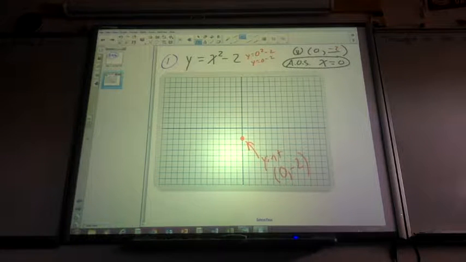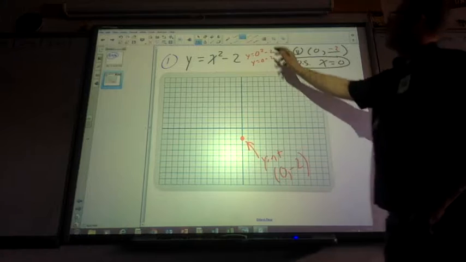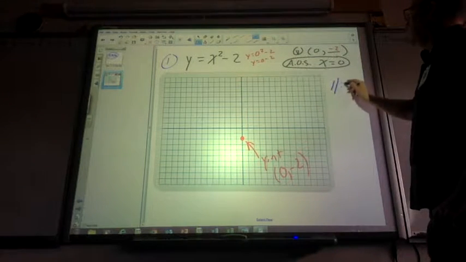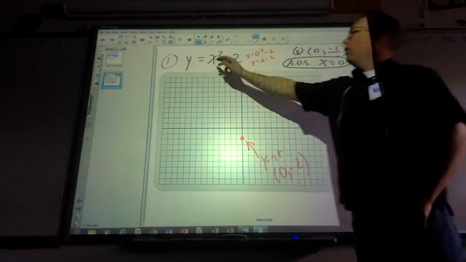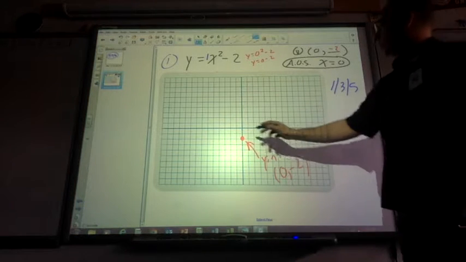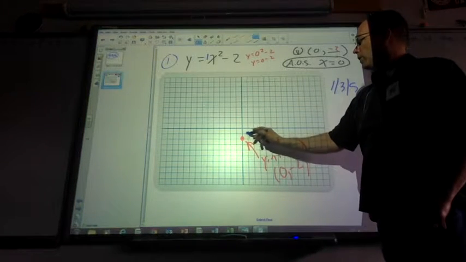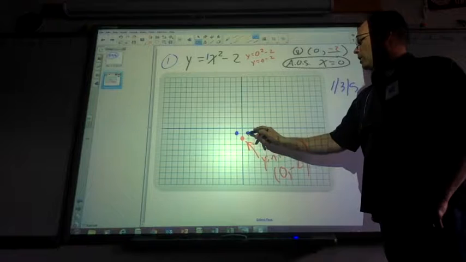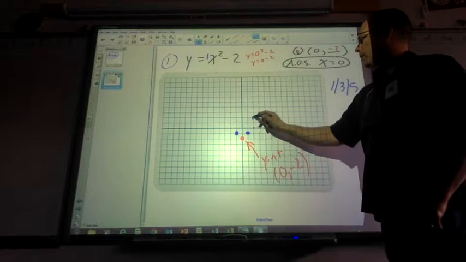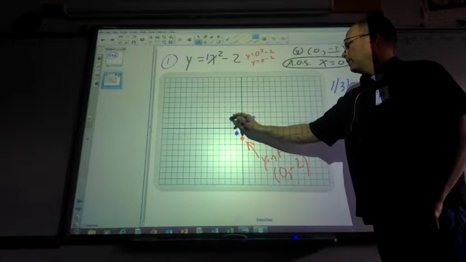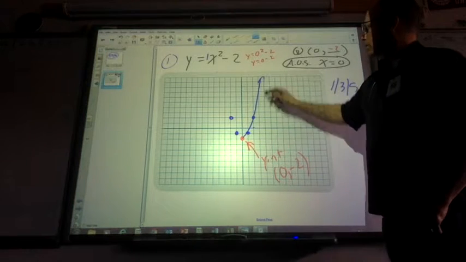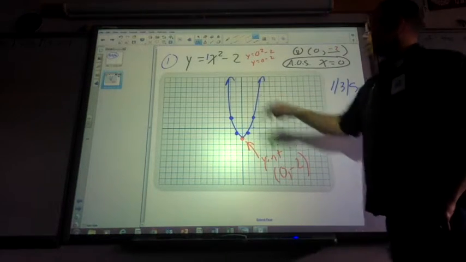All right. Can I pattern graph with 1, 3, 5? Yes. Sure can. I don't have to change any values because my lead coefficient here is 1. Okay? So I'm going to go right 1, up 1, left 1, up 1, right 1, up 3, left 1, up 3.